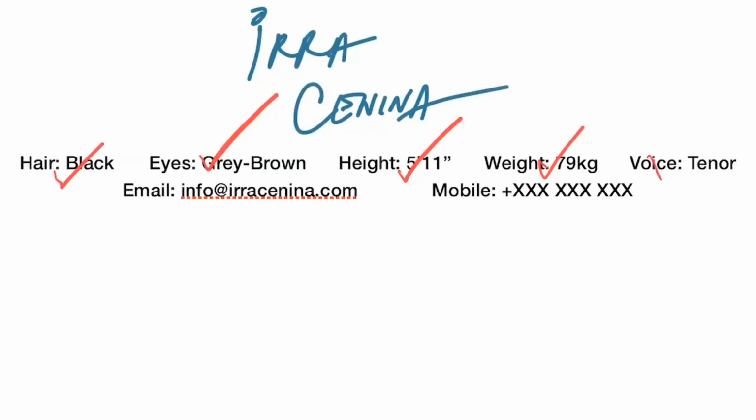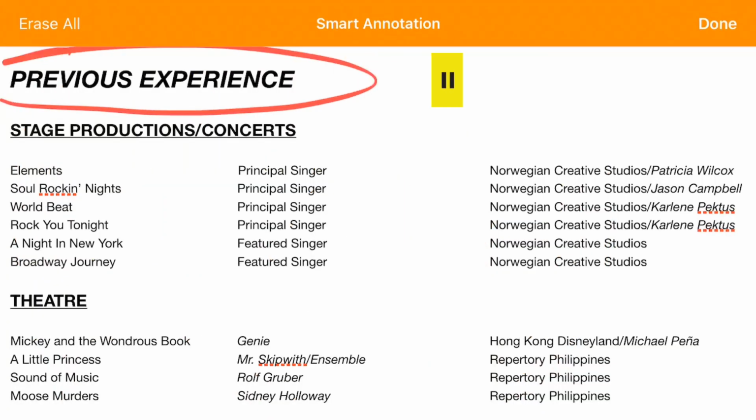For singers, you can write down your voice classification, and then under that, you have to write your contact details. Phone number mo and yung email mo. Kung meron kang agent or kung meron kang manager, you can write their email address and phone numbers instead of yours. In this section, you can write all pertinent experiences na tingin mo makakatulong sa iyong application.